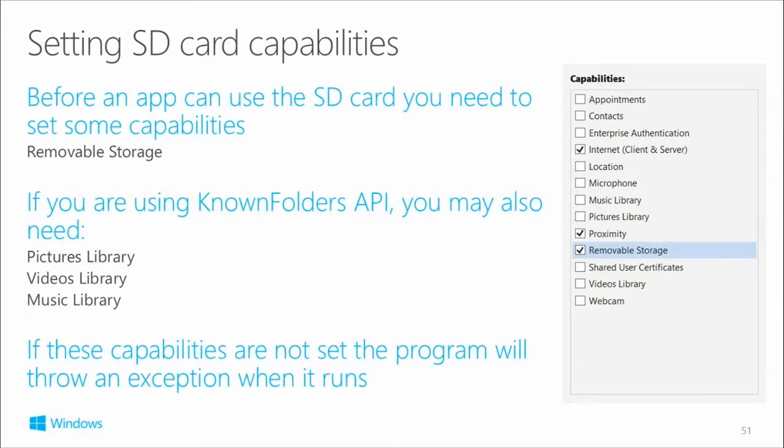Like I just showed, we need to check the removable storage capability, to make sure the user knows we have access to it. If we're using the known folders API, just as we saw before, pictures, music, video. But it's important to mention that you don't need to use the known folders. You could just write to the SD card directly.